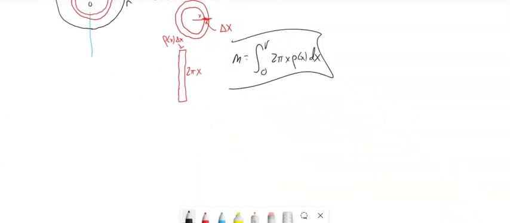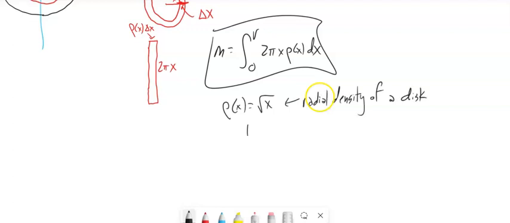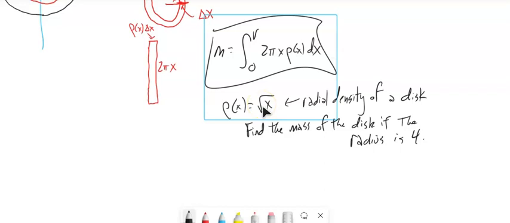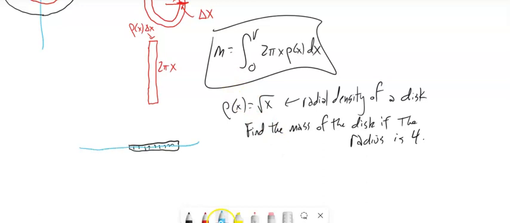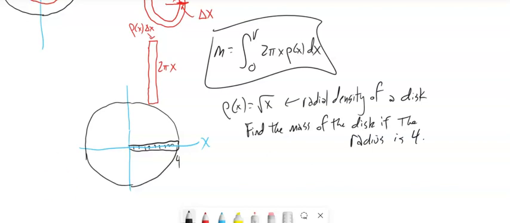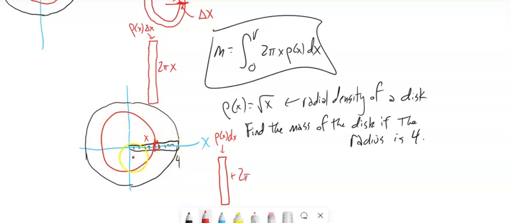So just to do an example, so we can use that relationship. We have this radial density function of a disk. Again, that function tells us how dense this is, depending on the x value. Let me slap an xy on. We know that the radius is 4, so this is getting out here to 4. And it's a disk, so that radius spun all around, and we're trying to find the mass of this thing. So we're taking this cut, taking that little shape right there, and we know that this is the density function times the change in x, and this is the circumference at that x value, so 2 pi times x.